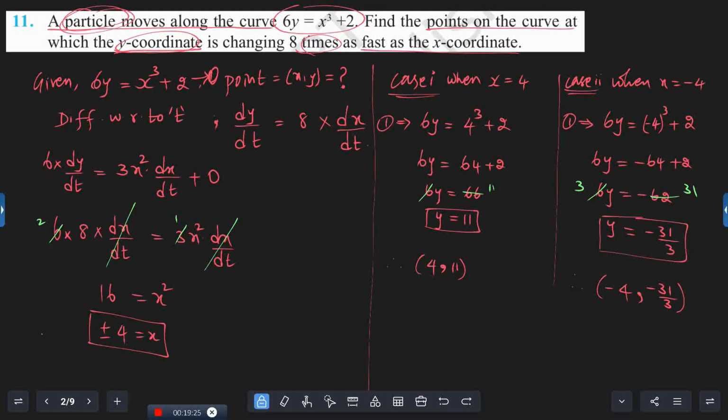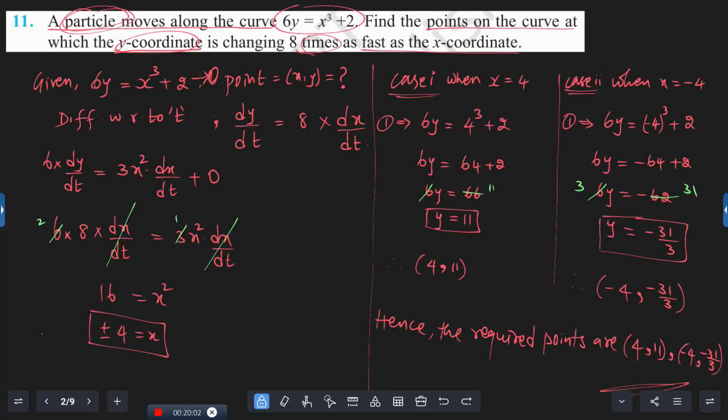Hence the required points are 4 comma 11, minus 4 comma minus 31 divided by 3. Have you checked? Is it okay? Right. See, if you take only plus 4, you will lose one of the cases, and then they will not give the remaining marks. Don't forget.